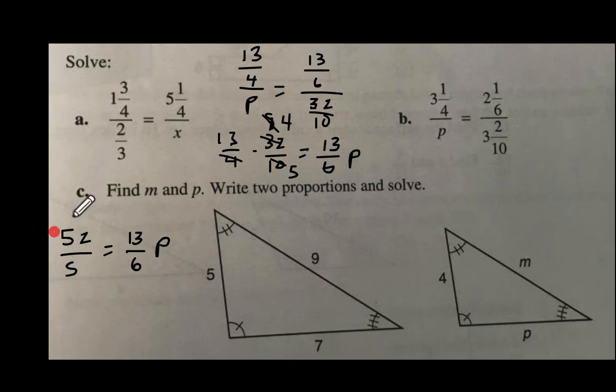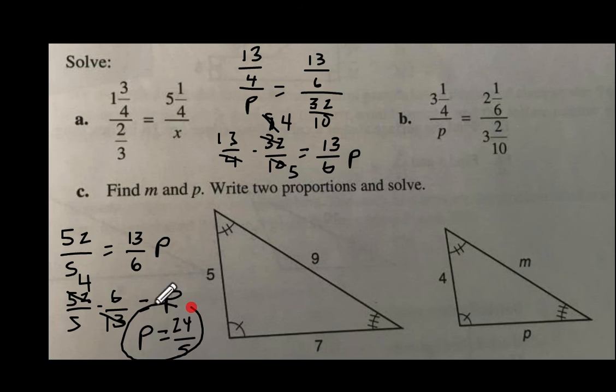Multiply both sides by the reciprocal. Again, I didn't save enough room. That 52 looks shaky, doesn't it? So we're going to take 52 fifths times the reciprocal, which is 6 over 13. And then we do it on this side too, and we get p. 52 divided by 13, that's good. That's 4. So this is going to go into this 4 times, and we're going to end up with p equals 24 over 5. That's the right answer. Okay.